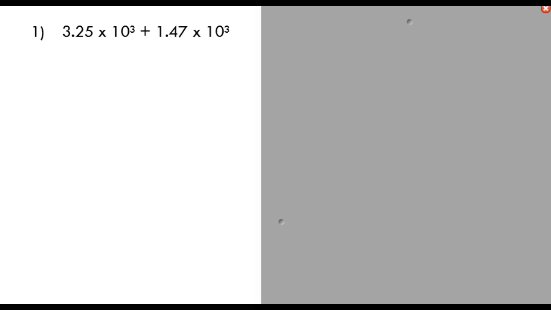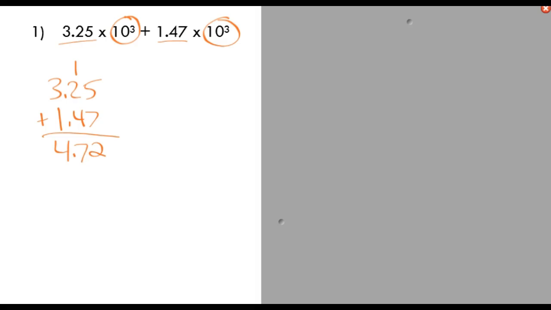So here it is. I blocked off example 2, so you're not distracted by it. We're just going to look at number 1 here. We have 3.25 times 10 to the 3rd plus 1.47 times 10 to the third. So that's where your eyes should go first, right there. If they match, it's going to be a much easier problem, and you can just go ahead and add up your coefficients. 3.25 plus 1.47 gives 4.72. And then the rule said you just keep it times 10 to the third.